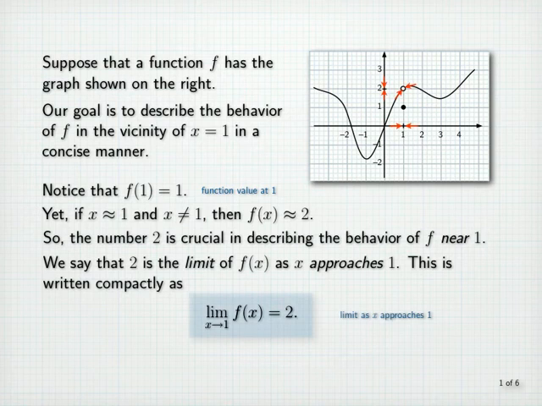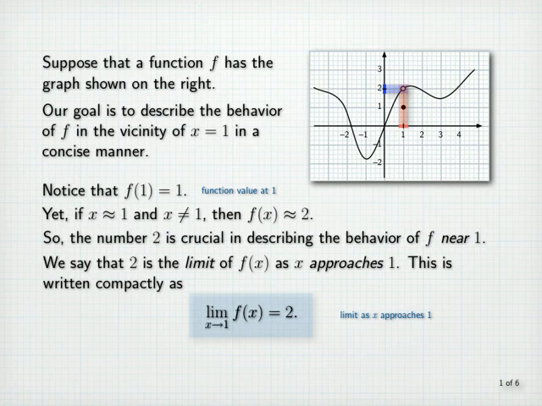To be a little more precise, the reason 2 is the limit as x approaches 1 is that for any interval centered at 2 on the y-axis, no matter how small, the number f of x will be in that interval for all x other than 1 in some sufficiently small interval centered at 1 on the x-axis.